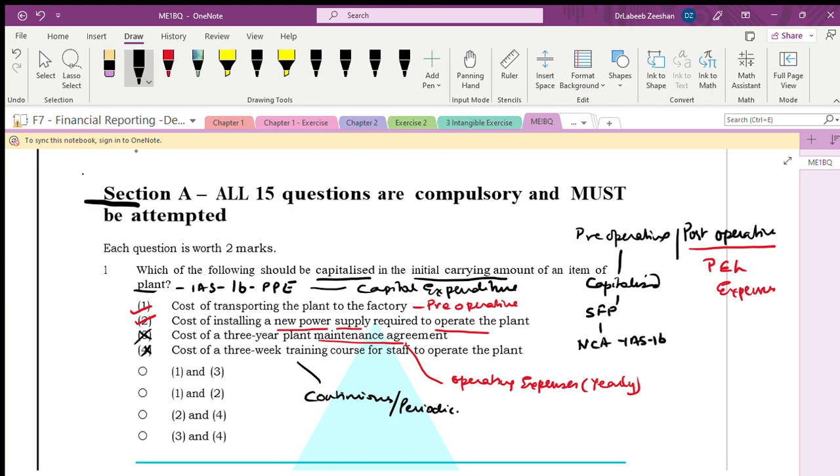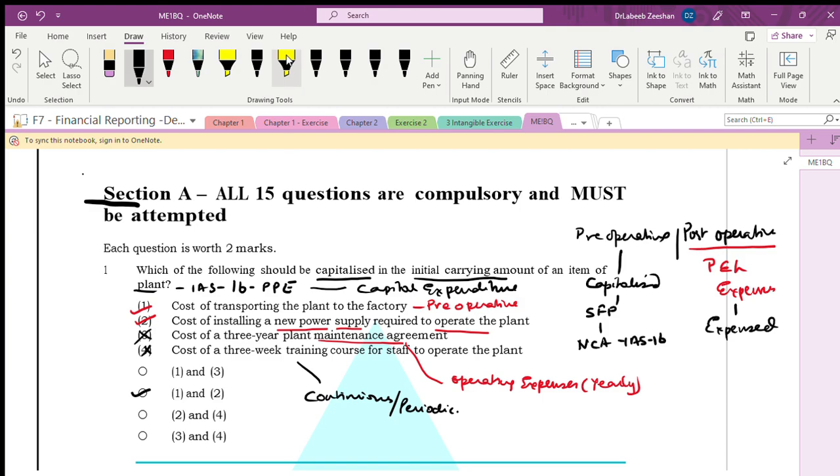The answer is 1 and 2. Now you can understand: pre-operative cost you have to capitalize, and post-operative cost we have to expense.